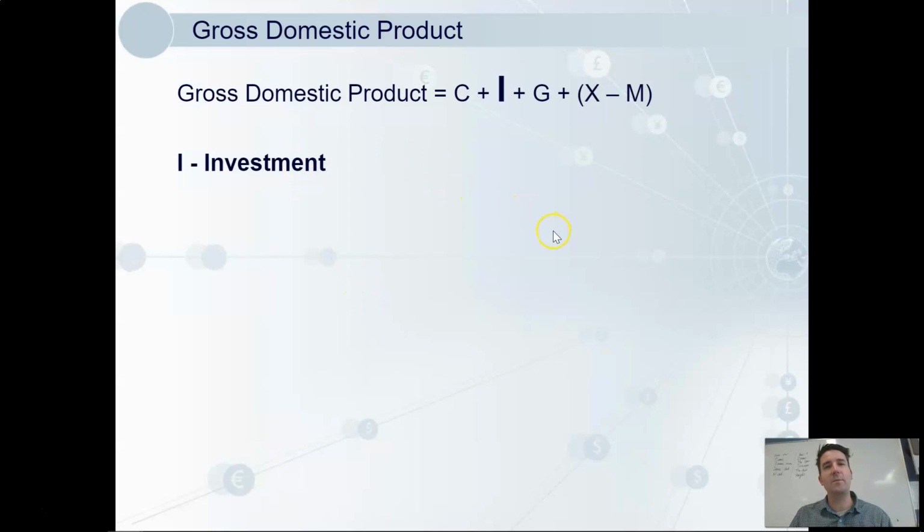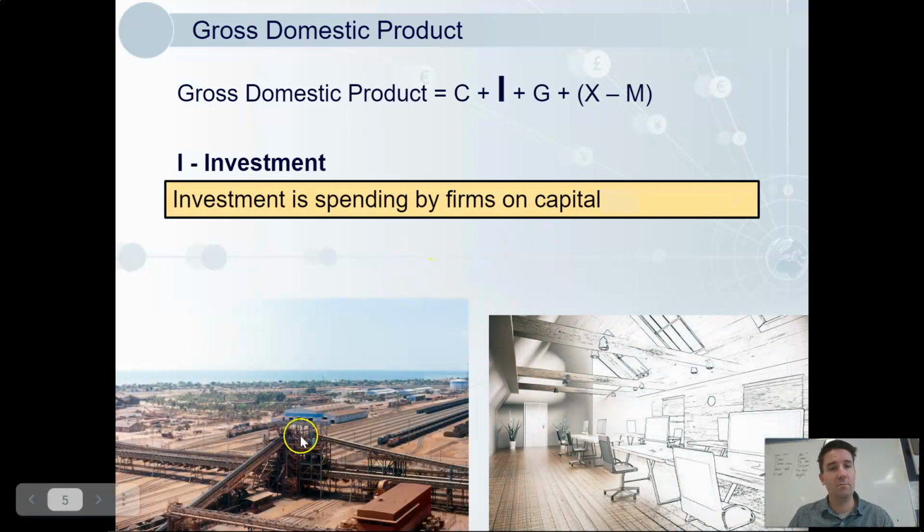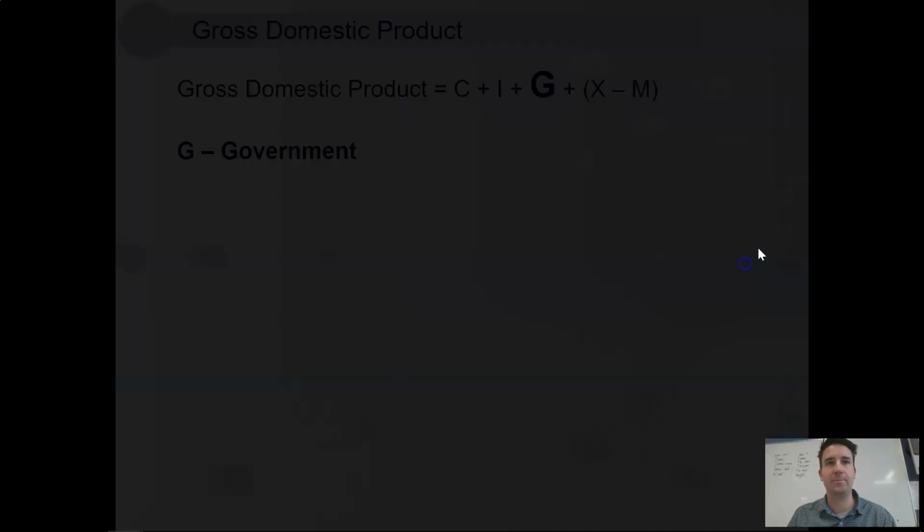Investment, the next one, is the spending by firms on capital. Examples could be mining firms building their infrastructure, so all those rail lines that they use to take the coal out to the ports to export it, or it could be a commercial business perhaps refitting their office space, so that's all spending on capital. But essentially what you want to think of is really spending by firms. That's really what we want to look at there.